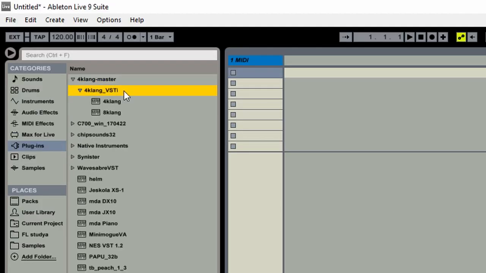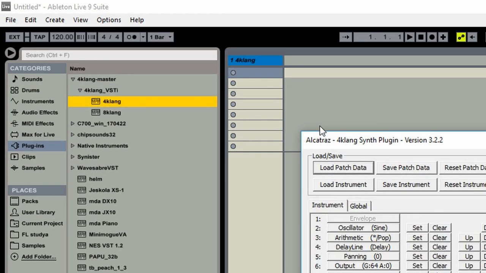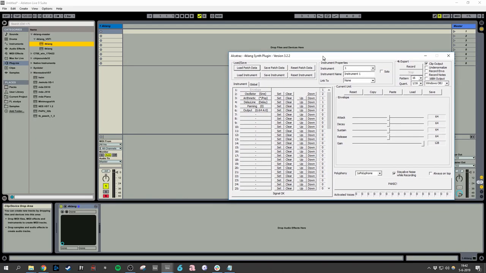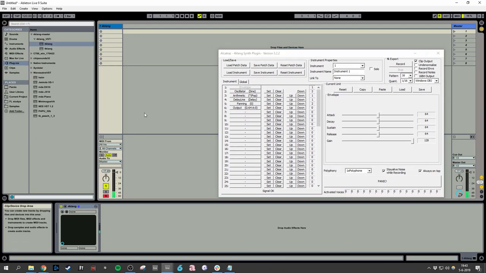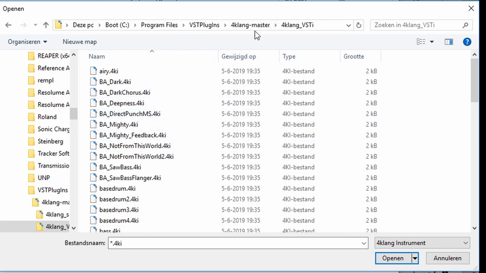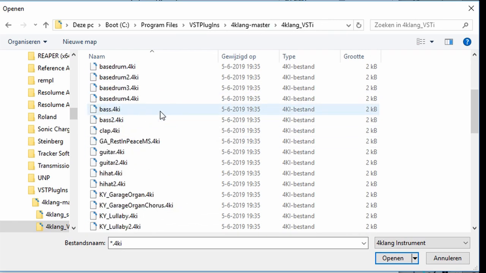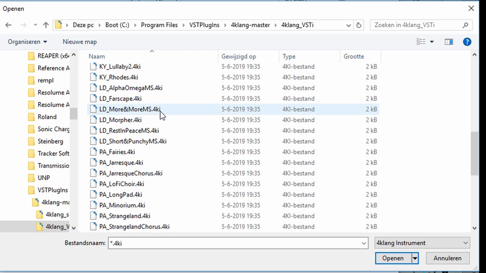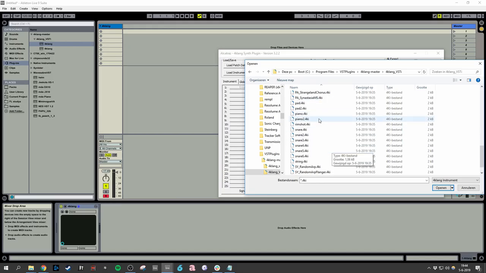So 4klang runs in any DAW, if I'm correct. I'm gonna run it in Ableton. So this is a basic instrument. However, we are gonna start from scratch because people recommend that you make your own patches instead of using the default ones. If you so desire, there is a selection of preset instruments. They can be found in the folder of 4klang. And they should be a good reference point to get you started on getting your first couple of sounds and sort of trying to get a feeling for the tool.